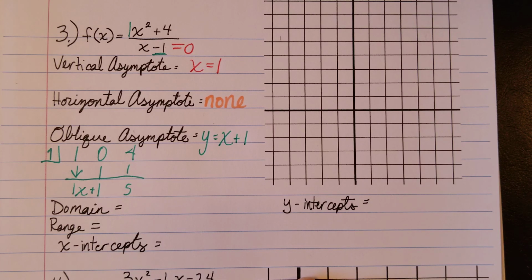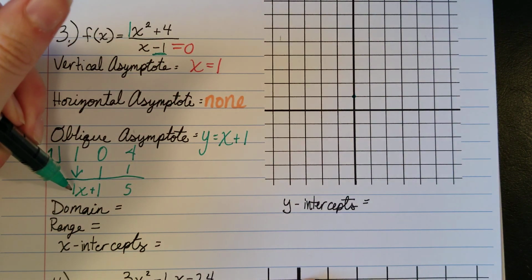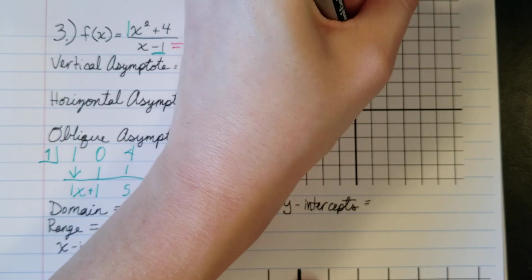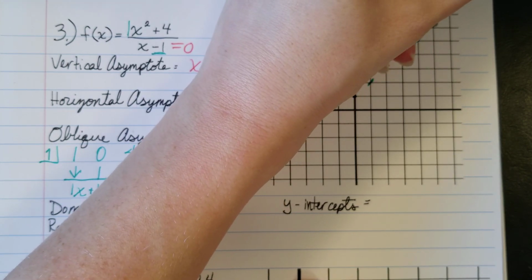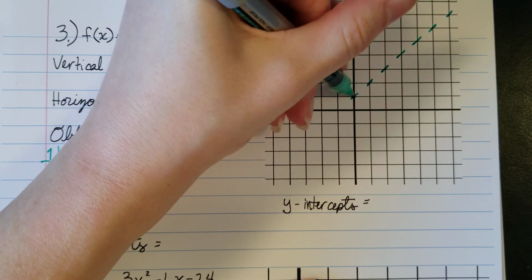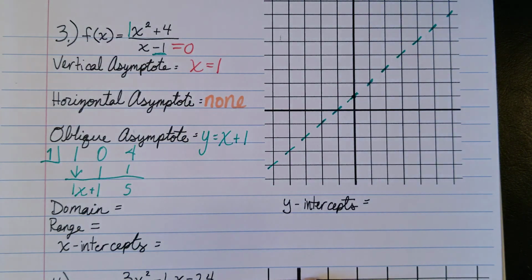All right, so I don't know if you're wondering how that's going to look. I'll go ahead and put it on the graph for you. It's basically y equals mx plus b. The y-intercept is 1, and the slope is also 1. So just go up 1 over 1 from there. All right, and we're going to graph it as a dashed line. You can also go down and to the left. So there's our oblique asymptote.